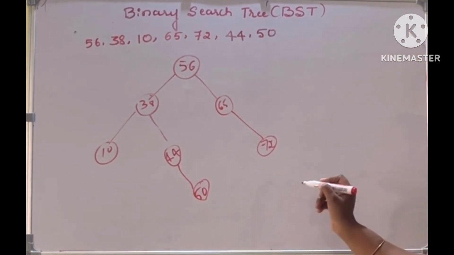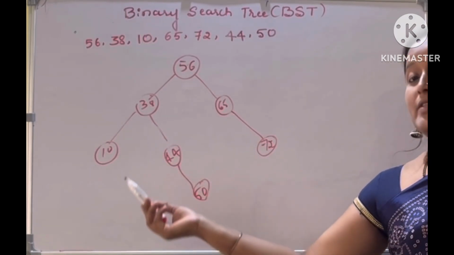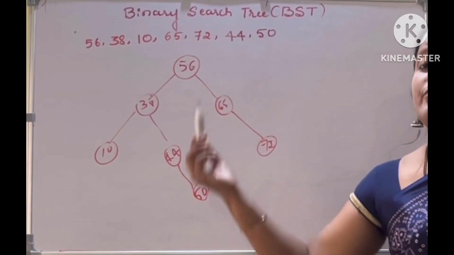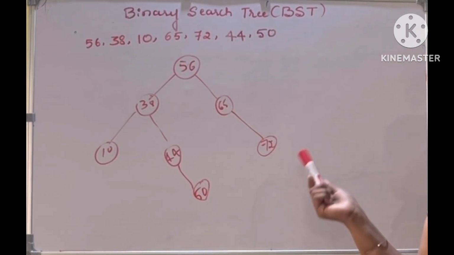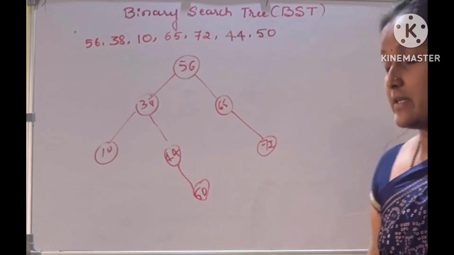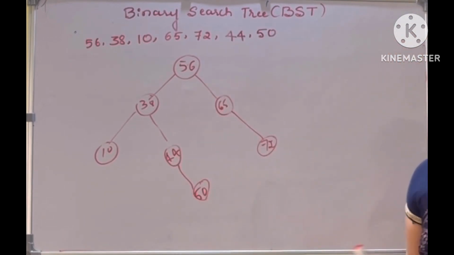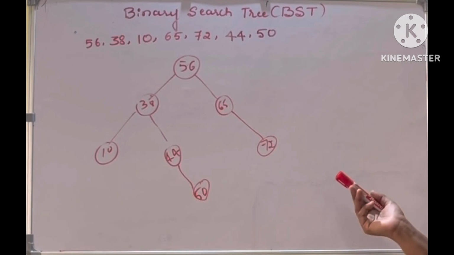So these are some rules to draw the binary search tree. When a value is less than its parent node, we go to the left part. When it's greater than the parent node, we go to the right part. This part is the left subtree, and this part is the right subtree of this binary search tree. This is a small example I have taken to draw the BST.